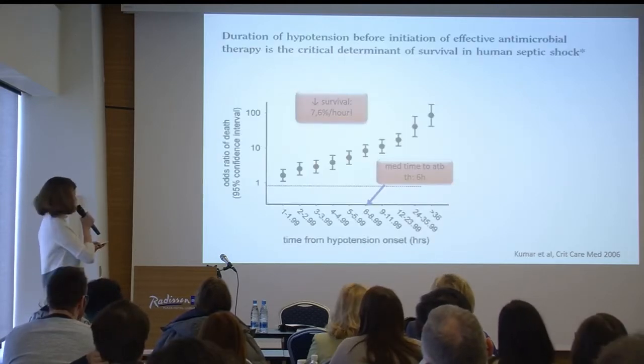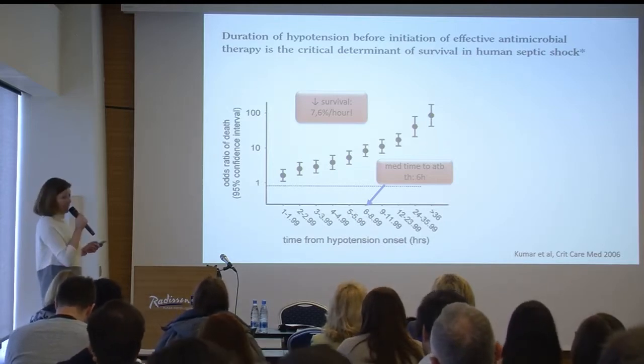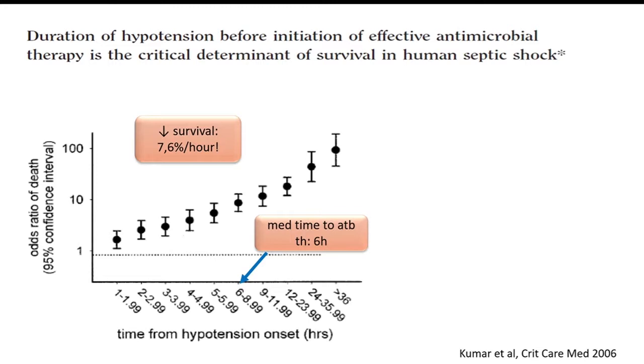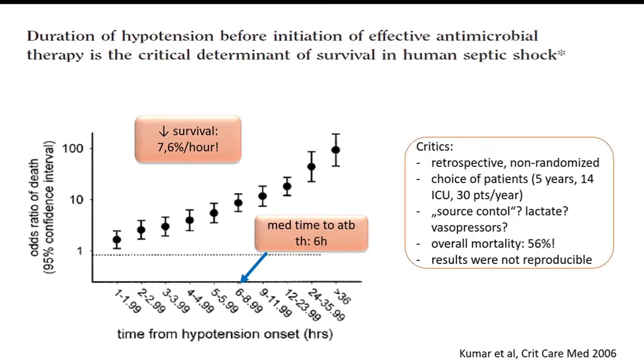But let's say what the evidence has to say. So this is the study that was most cited everywhere. I'm sure you heard of it. It's quite an old study now, and they said, if you're late with antibiotics, survival will decrease by 7.6% per hour, and it's a really nice linear sort of rise. This study has been criticized by many. The critics said it was retrospective and non-randomized. Then they included patients too slowly, about 30 patients per year. Nothing was said about source control, lactate value, vasopressors, and the overall mortality was really high, 56%. And what matters the most, the median time to antibiotic in hypotensive patients was 6 hours. Well, that's really a lot, and today I think none of us waits as long to give an antibiotic to hypotensive patients with infection.